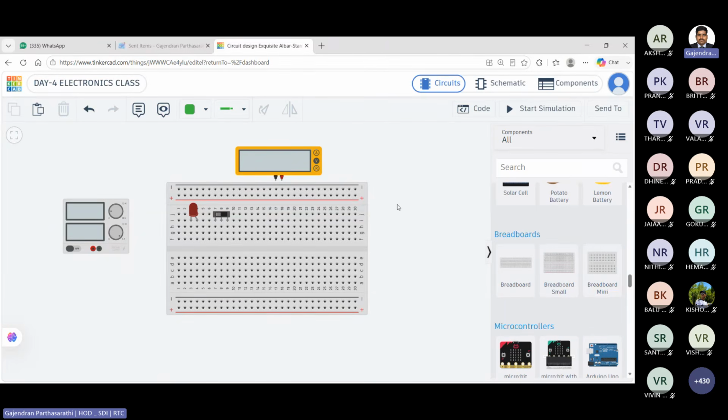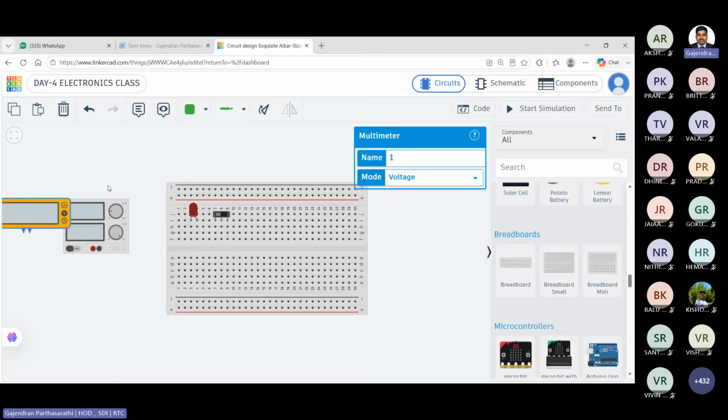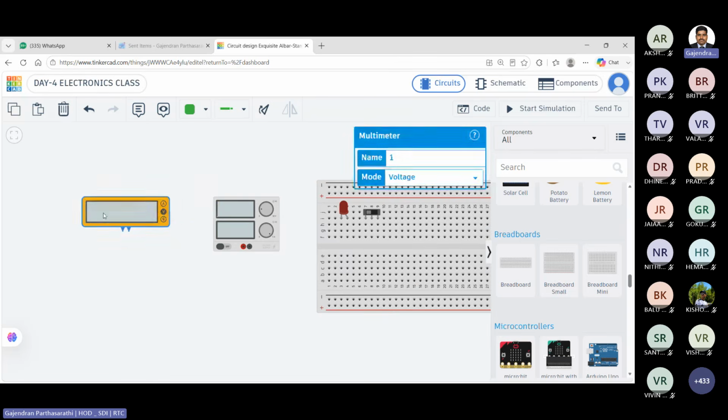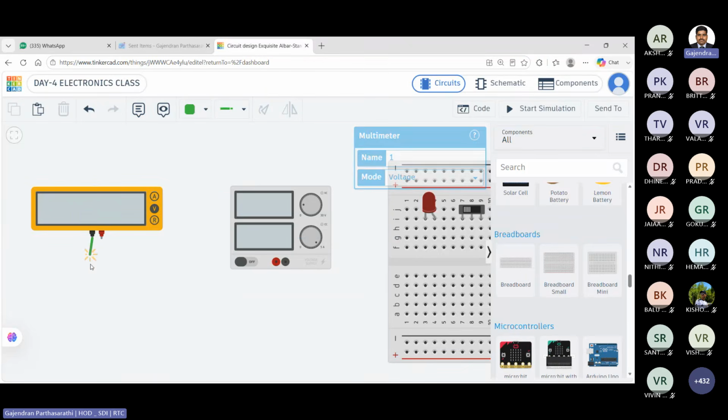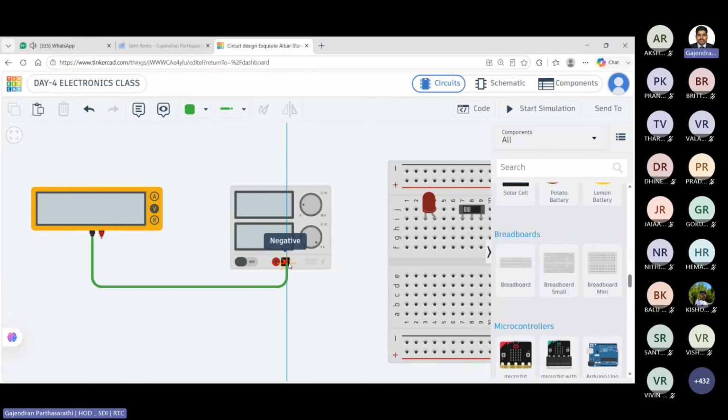Is my Tinkercad screen visible, engineers? Now I am working with the Tinkercad screen. Okay, done. Now listen, engineer. I'm going to take the multimeter and connect it straight away to the power supply.